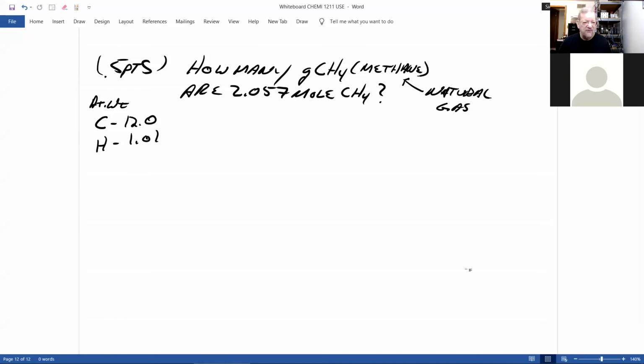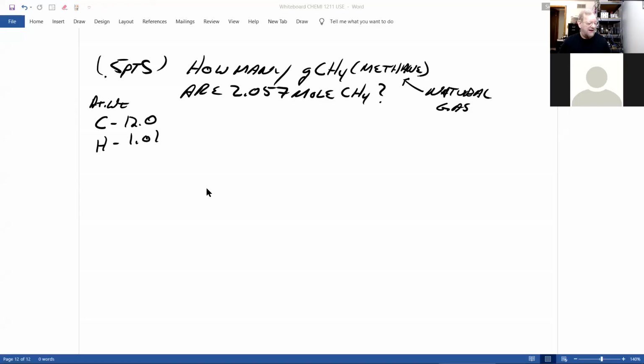And I'm going to do something real quick that I forgot to do. Remember, 1 mole of a compound equals the molecular weight of that compound, and the molecular weight is the sum of all atomic weights.